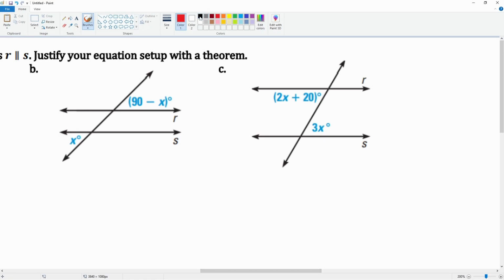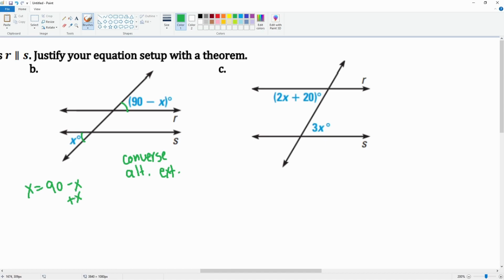B, well, these look like this is here and this is here. That is alternate exterior angles. So x is equal to 90 minus x. Based on the alternate exterior angles, we can only do this if it's parallel. So let's assume it's parallel by using the converse. But that states that if these two are congruent, then the lines are parallel.